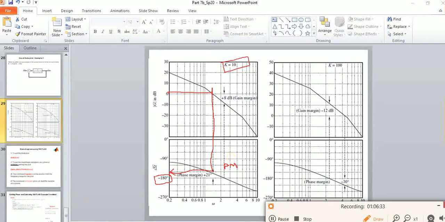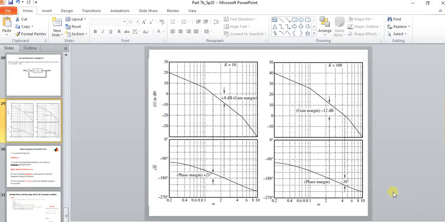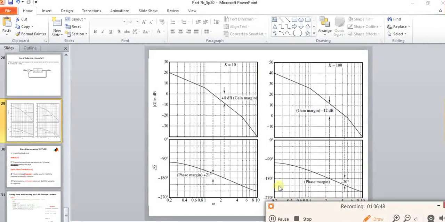Now let us see what happens when the gain is increased to 100. Again, these are the two graphs for gain and phase. Let us find the gain margin first. Now this is the place where the minus 180 line is crossed by this phase curve. So from here I'll go up straight.